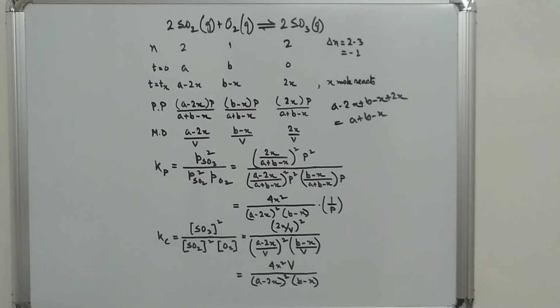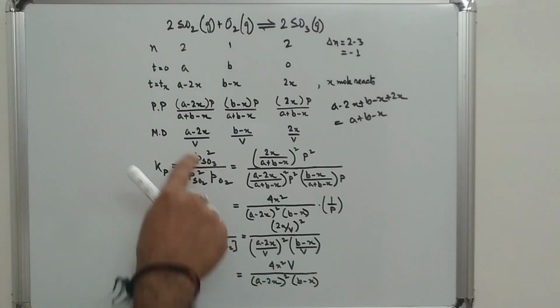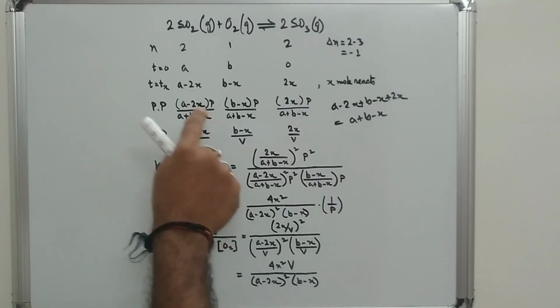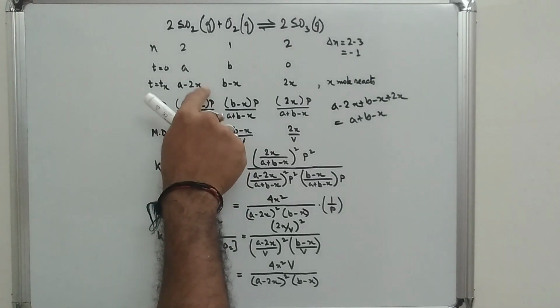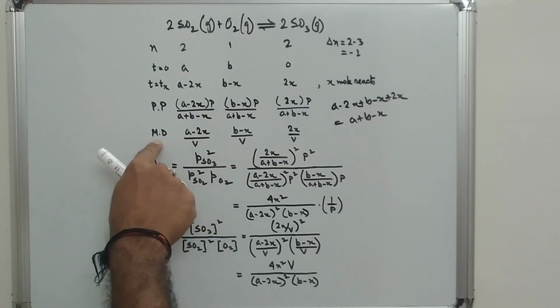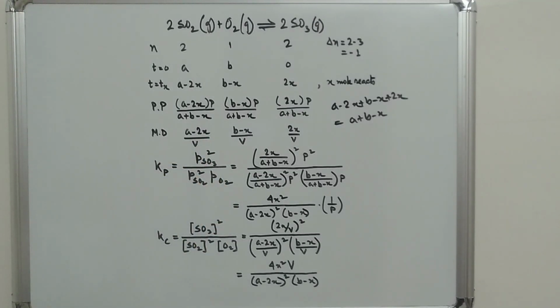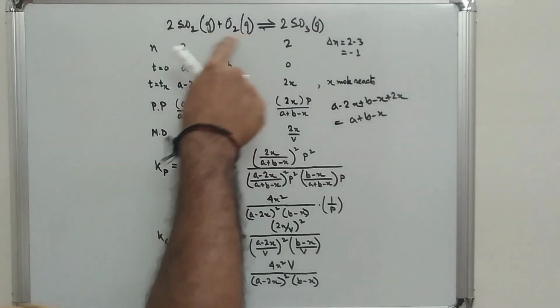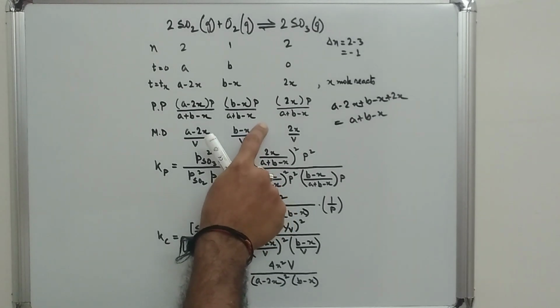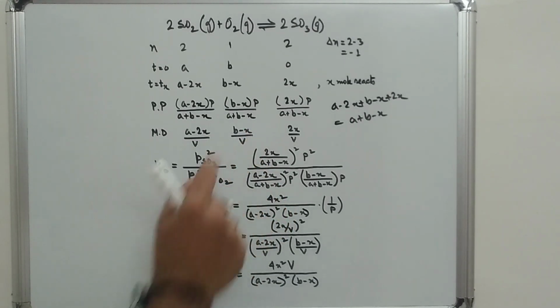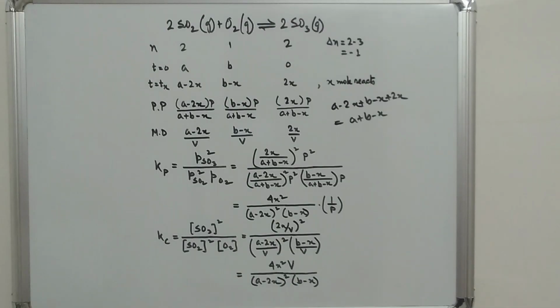Now the molar density, where capital V represents the volume of the system and A minus 2x is the molar quantity of SO2. So the molar concentration will be A minus 2x over V for SO2, and for O2 it will be the molar quantity in the numerator divided by volume in the denominator, and similarly for SO3.